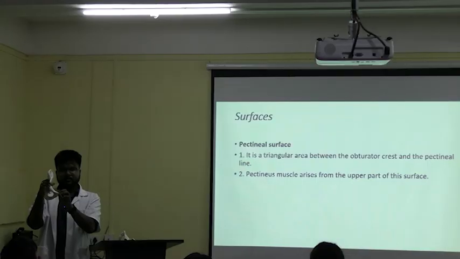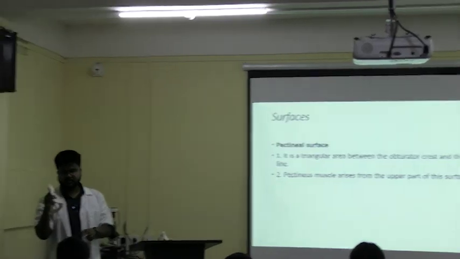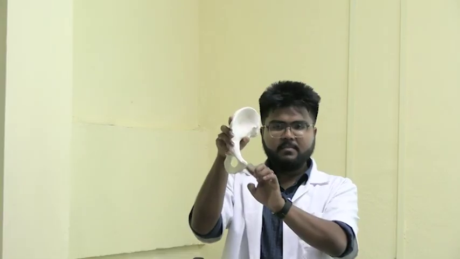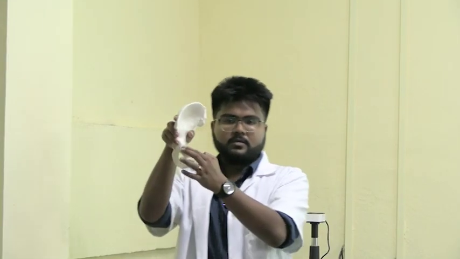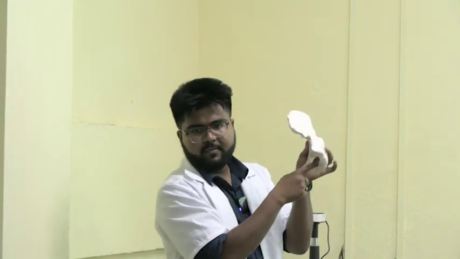Anterior border, this is the posterior border, then the inferior border. Here three surfaces are present. One is called the pectineal surface, also called the posterior surface. Another is the pelvic surface, because this part is the pelvic part. And another is the obturator surface, because this is the obturator foramen.